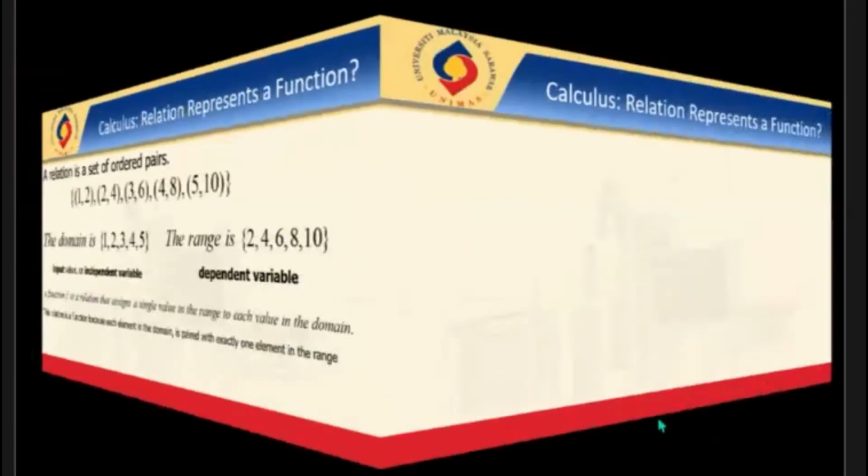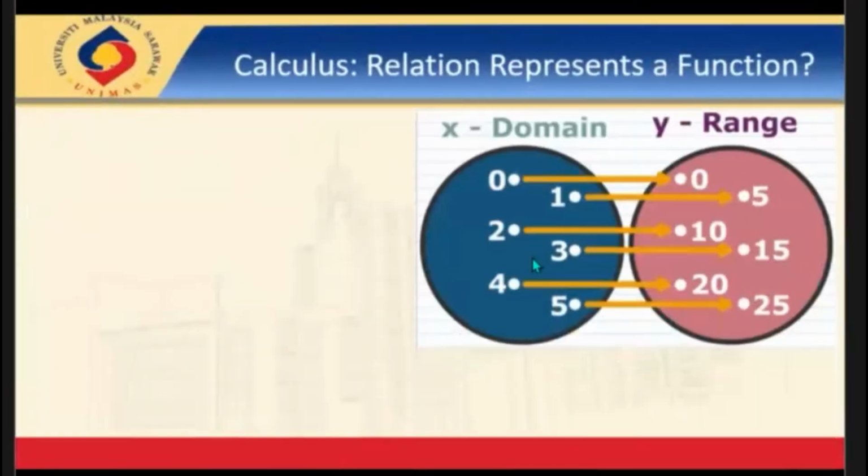Let me explain further. In a function, every value of the domain, let's suppose the blue circle is the domain and the other circle is the range, is matched with a unique value in the range. 0 with 0, 1 with 5, 2 with 10, 3 with 15. Everyone has a unique output. If you input 0, you get 0. If you input 1, you get 5. If you input 2, you get 10. If you input 3, you get 15. So it represents a function.